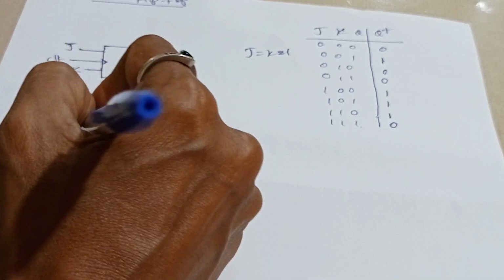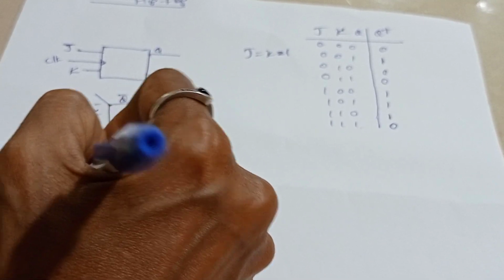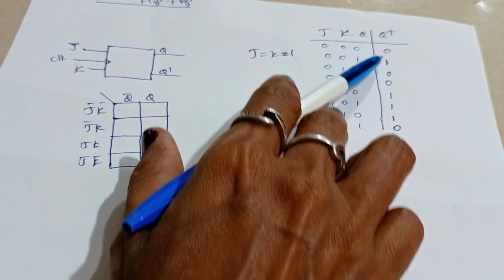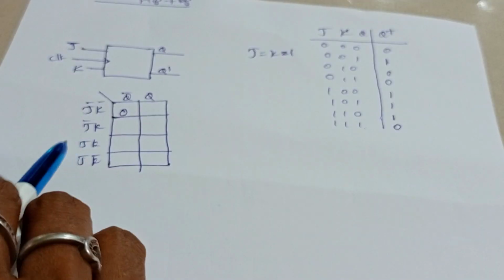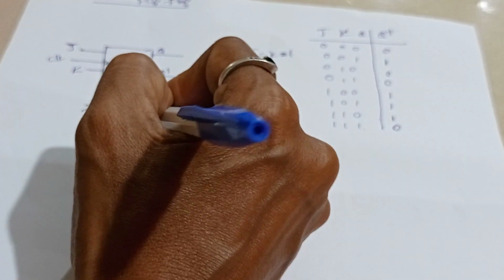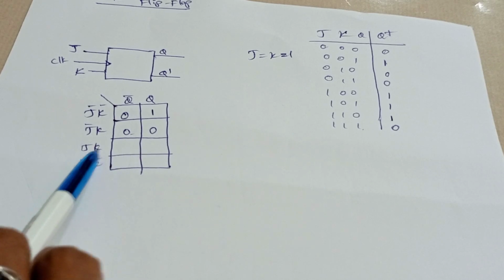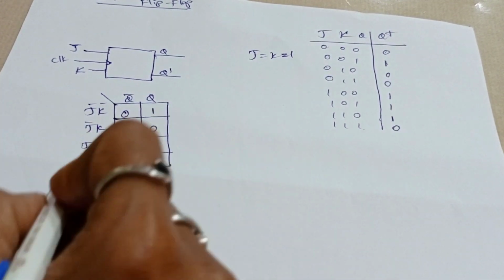JK Q bar Q. Place the Q bar values. That is all zeros: 0, 0, 0, 1, 1, 0, 1, 0, that is 0, 1, 0, 0. Next 1, 1, 0, 1, 1, 0, 1, 1, 1, 1, 0, 1, all zeros.